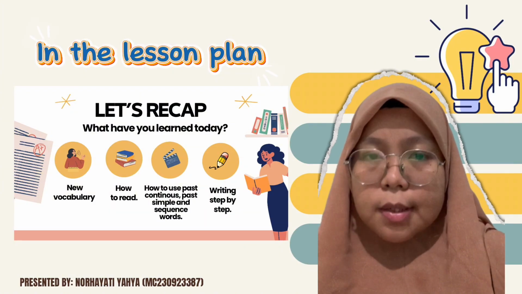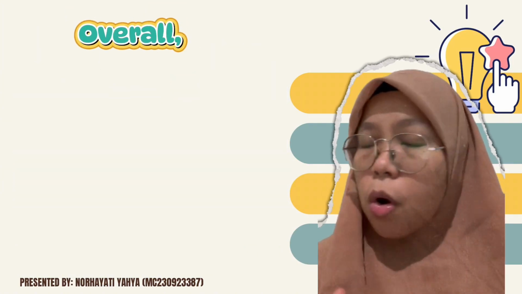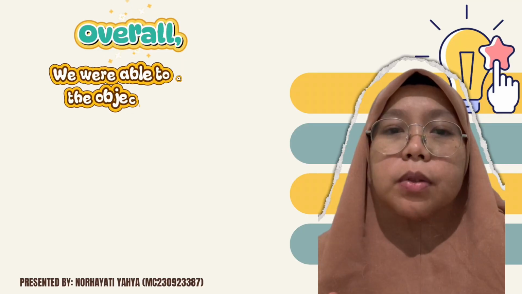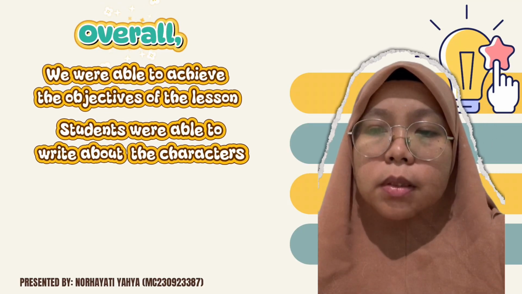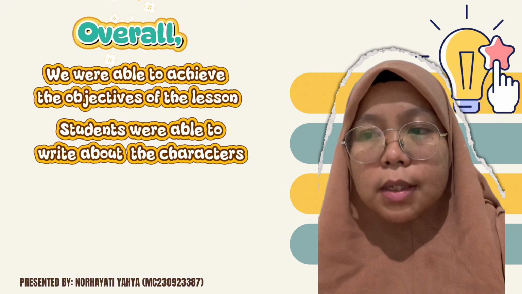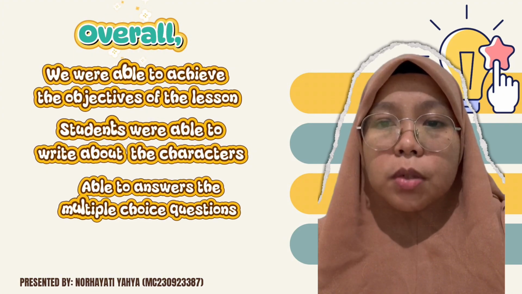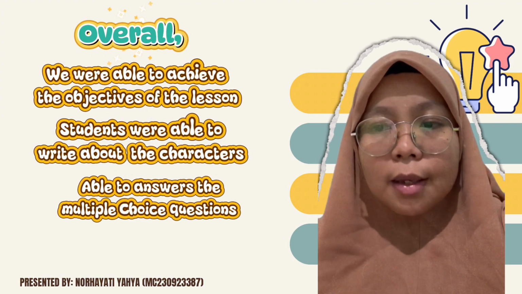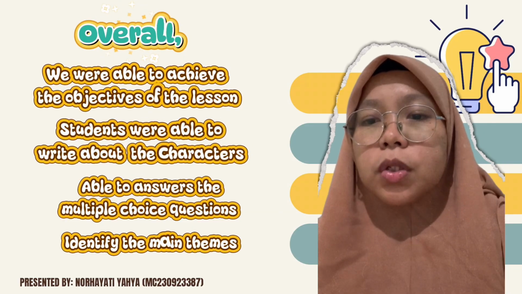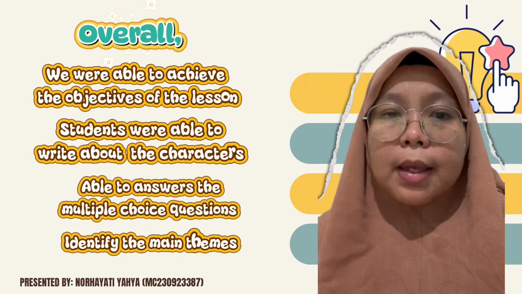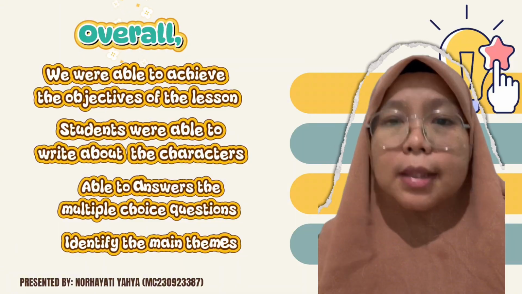Firstly, in the lesson plan, I will recap what we have learned from the induction stage to the post stage. Overall, through all these stages, we were able to achieve the objectives of the lesson. Students were able to write responses about the characters, answer multiple choice questions to check their understanding, and identify the main theme of the story. They also practiced critical thinking, applying their knowledge and sharing ideas with others.